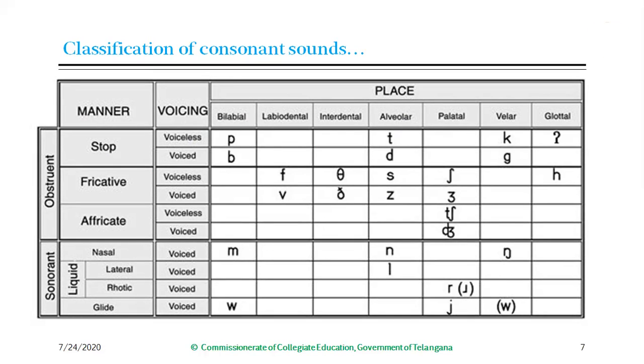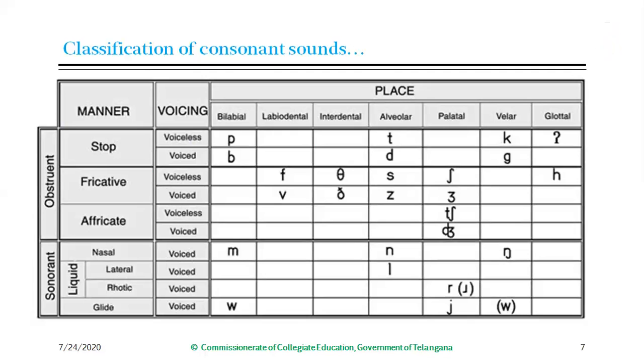Here, fricatives, affricates, and plosives are parts of obstruent sounds. And the second kind of consonant sound is sonorant sound. Here, we don't find any obstruction in the airflow. So, the sounds continuously resonate. So, they are called sonorant sounds.